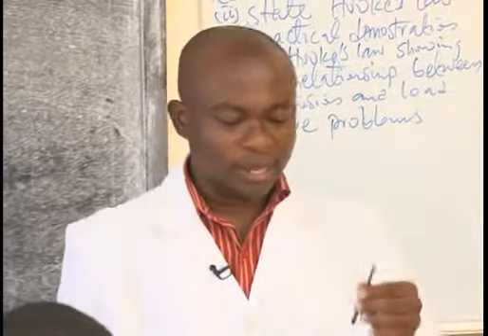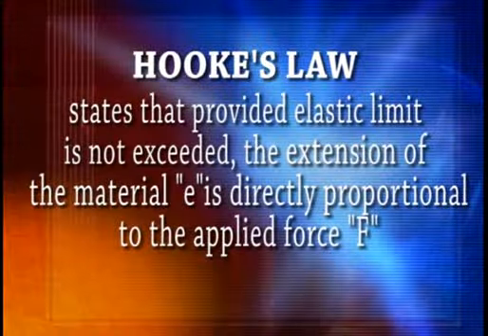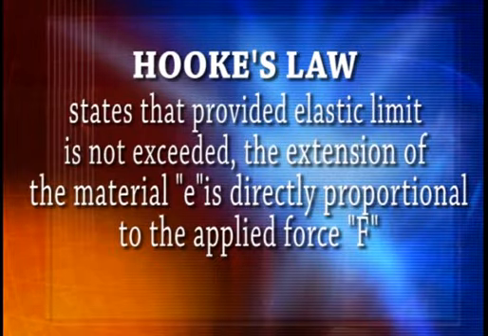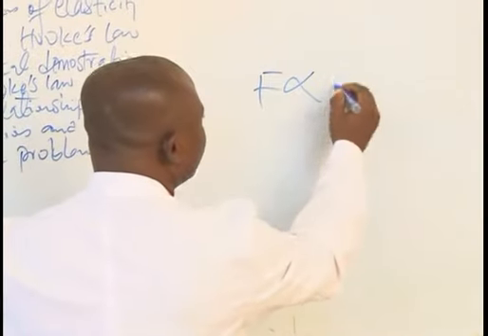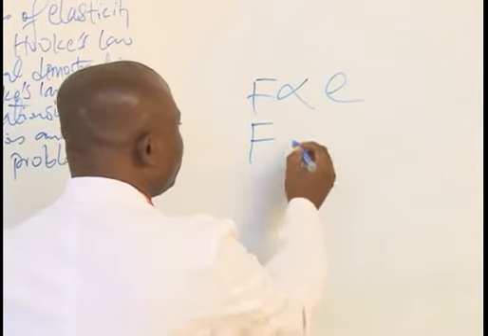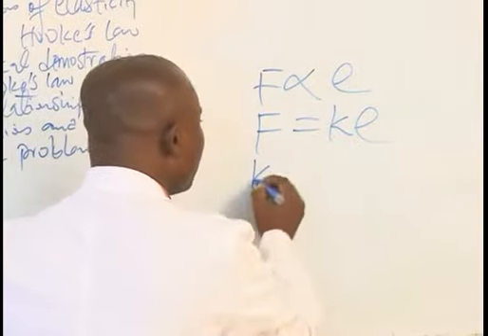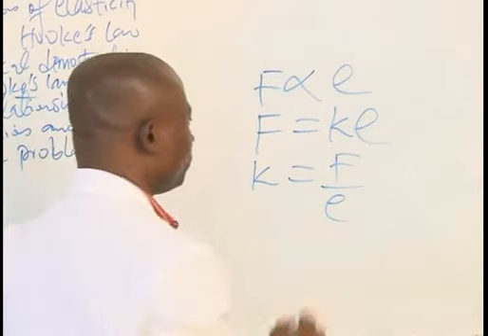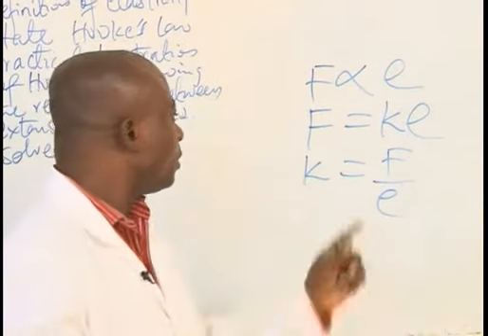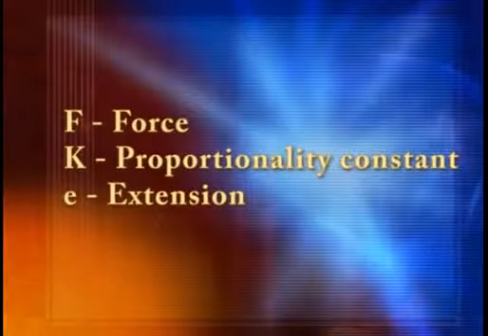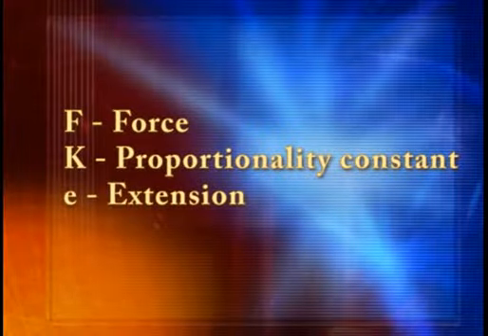Let me define Hooke's law. Hooke's law states that provided the elastic limit is not exceeded, the extension of the material E is directly proportional to the applied force F. And what do we mean by that? It means F is proportional to E, while F is equal to what? KE. K is equal to what? F over E. Let me define these terms. F stands for force. K stands for what? Proportionality constant. While E stands for extension. Thank you very much. Good.